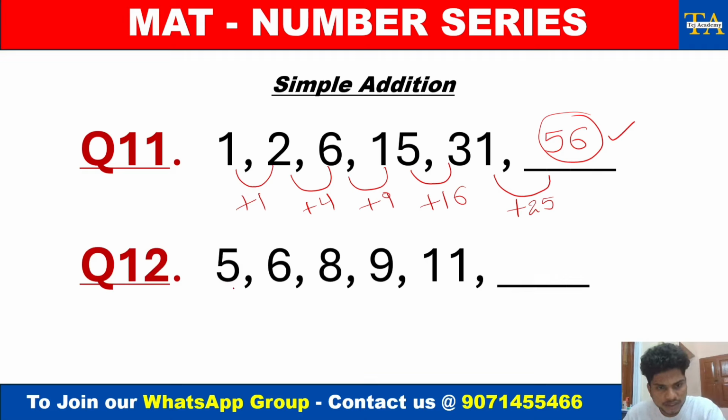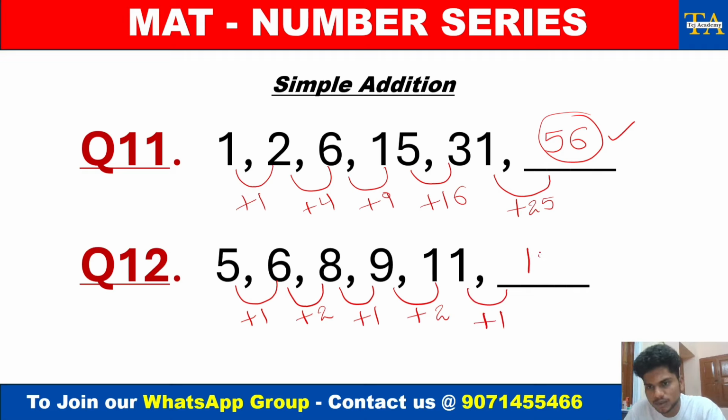So if you observe these numbers, 5 plus 1 is 6, 6 plus 2 is 8, again 8 plus 1 is 9 and 9 plus 2 is 11. So if you see the pattern or the rule, we are adding plus 1, plus 2, plus 1, plus 2 like this. So next we have to add plus 1, right? Okay, so 11 plus 1 is equal to 12. So our next number in the series is 12. So this is another type of question, like plus 1 plus 2 plus 1 plus 2 like this.